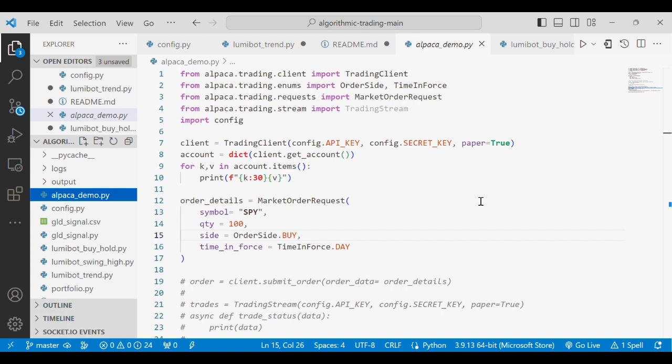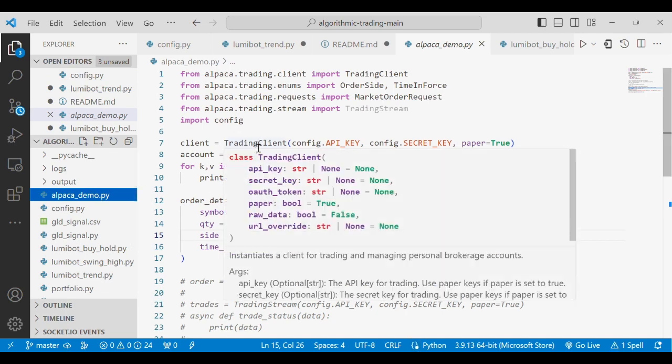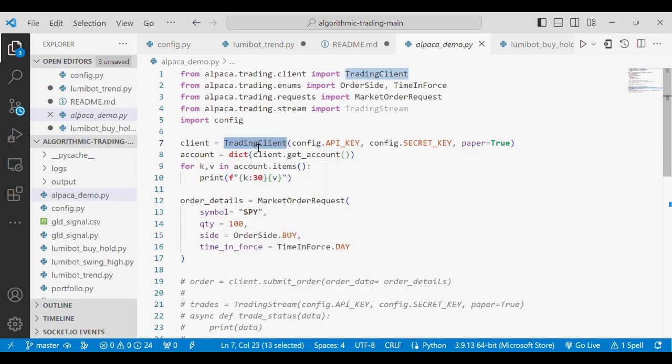So basically at first we have imported the statements, that is trading client, order side, time in force, market order request, trading stream, and then we have imported the config file where we have given the API key, secret API key, and endpoint. Then we have created an instance, that is the trading client, and we have initialized the object with API key, secret key, and we have set paper as true.